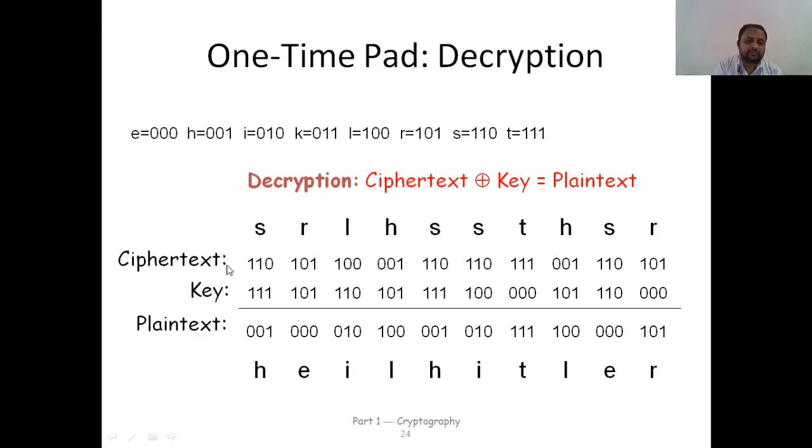So we will write the ciphertext for S. What we have to write is 110. Again the same thing for R, 101, like that. We will write the binary numbers and the same key is used, and again performing the same XOR, we will get the original plain text, that is Hail Hitler. So this is the encryption and decryption process in one-time pad.